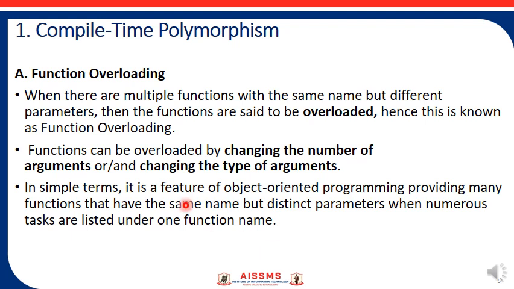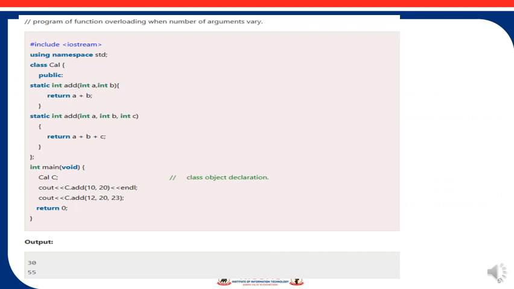Now function overloading. When there are multiple functions with the same name but different parameters, the functions are said to be overloaded. Hence this is known as function overloading. In another way, we can say that a function can be overloaded by changing the number of arguments or changing the type of arguments. Here you can see the example program of function overloading.